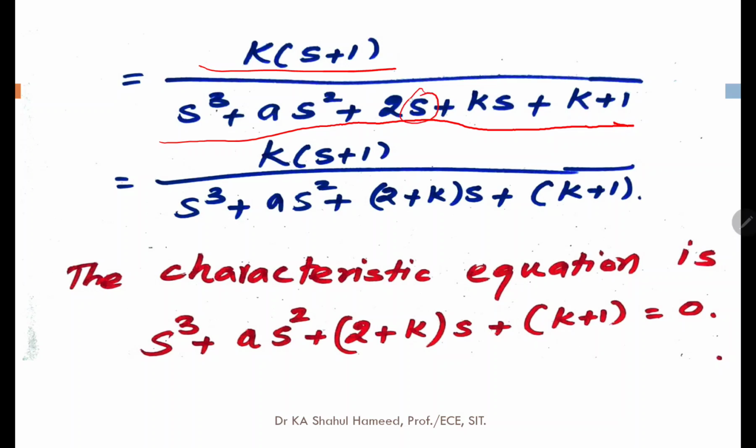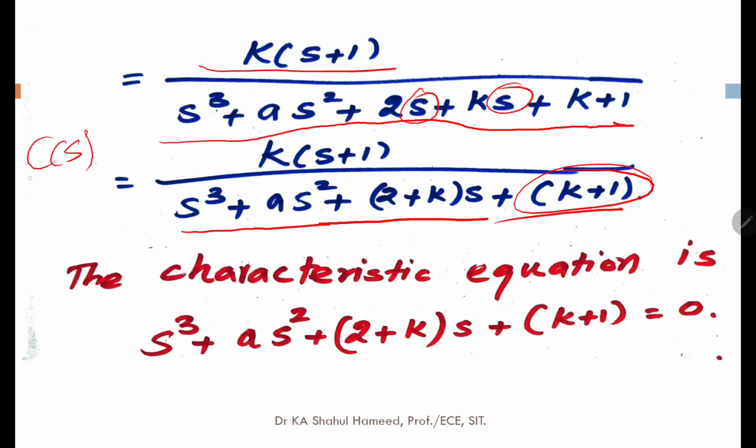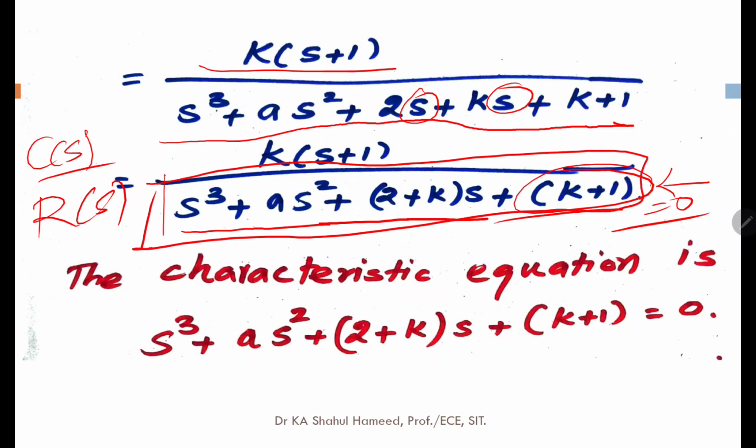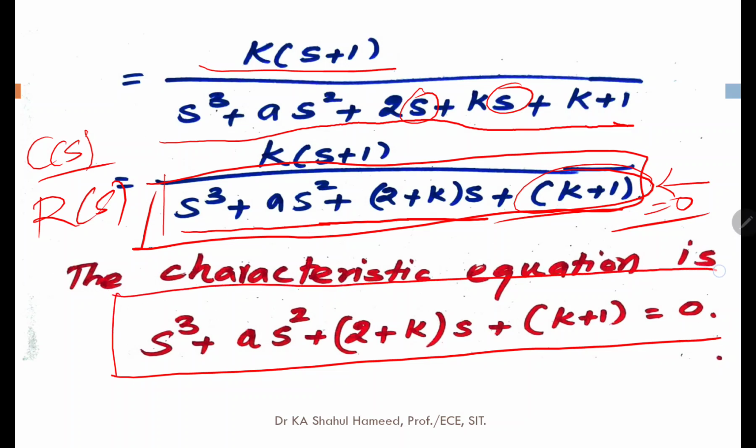Now, I am just taking s outside and I am forming this equation. I get s^3 + a s^2 + (2 + K)s + (K + 1), this is the constant. So, this is actually the closed loop transfer function, that is C(s)/R(s). Now, we have to take the characteristic equation. Characteristic equation is nothing but the denominator of the closed loop transfer function equal to 0. So, I am taking the denominator of the closed loop transfer function and equating this to 0. I get s^3 + a s^2 + (2 + K)s + (K + 1) = 0.